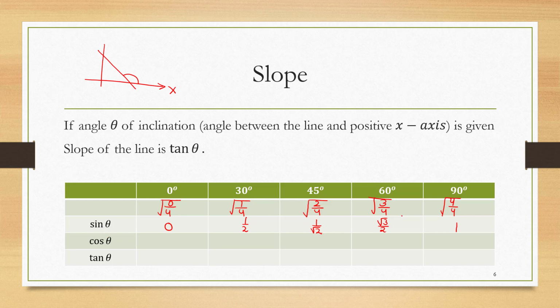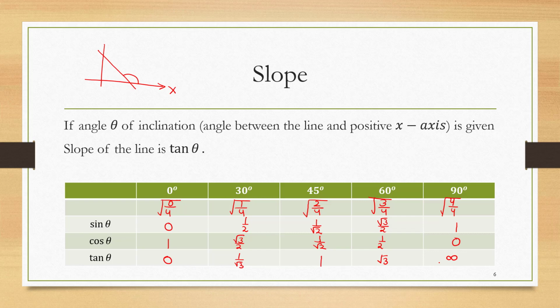Cos theta is obtained by reversing this table for sine theta. So it's 1, then root 3 by 2, then 1 by root 2, then 1 by 2 and 0. We are interested in tan theta. Tangent theta is obtained by dividing sine by cos. 0 upon 1, 0. 1 by 2 upon root 3 by 2, 1 upon root 3. 1 by root 2 by 1 by root 2, 1. Root 3 by 2 by 1 by 2, root 3. 1 upon 0, that is infinite. So tan 0 is 0, tan 30 degrees is 1 by root 3, tan 45 degrees is 1, tan 60 degrees is square root 3, and tan 90 degrees is infinity.